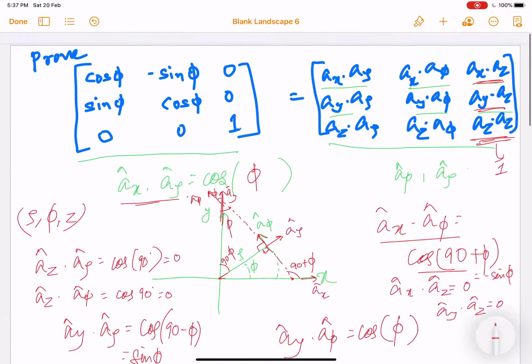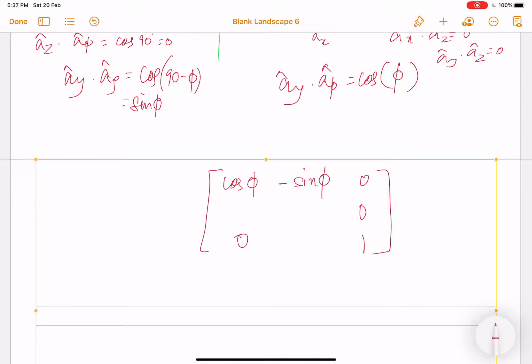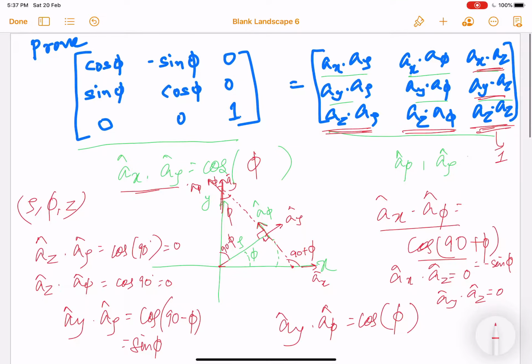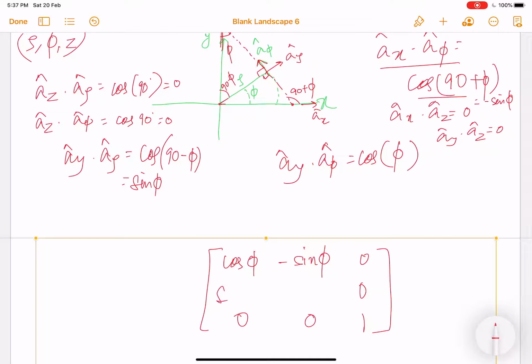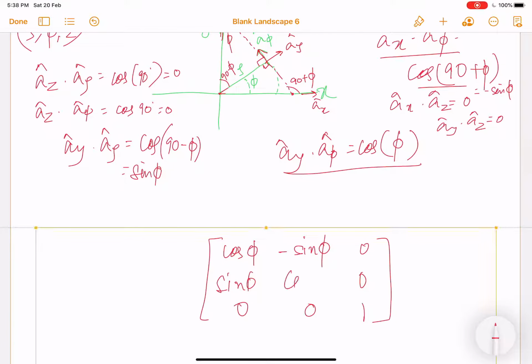Then next over here, this baseline also, this is again 0, and this is again 0 because they are mutually perpendicular. So there is no doubt about this. Then next, ay dot a rho is sine phi, the angle we took out over here. And next is ay dot a phi, which we took out over here as cos of phi. These should all be clear. These are basics. Okay, thank you.